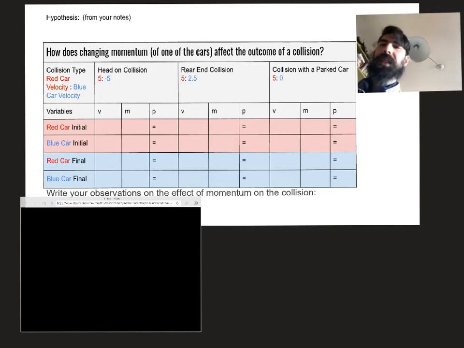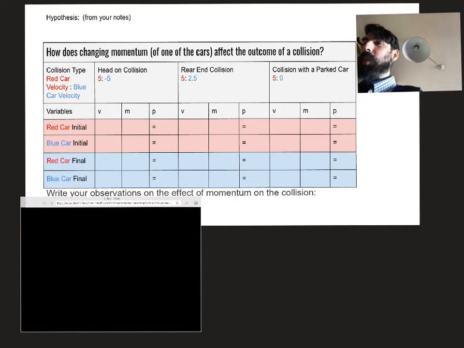Morning, everybody. This is a quick video about how to collect data in today's experiment. So take a look up here. What you're looking at is our experimental question. How does changing momentum affect the outcome of the collision?